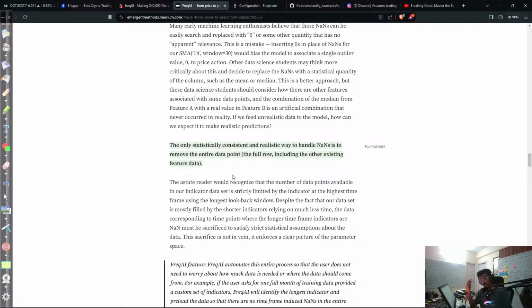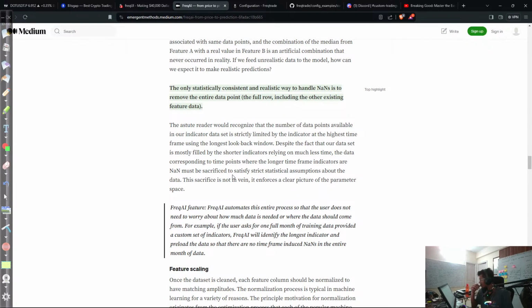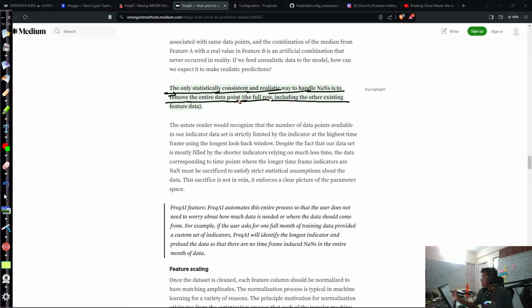So yeah, let's continue. The only statistically consistent and realistic way to handle NaN is to remove the entire data point, the full row, including the other existing feature data. All right, so they are saying it's the only statistically correct, consistent and realistic way.